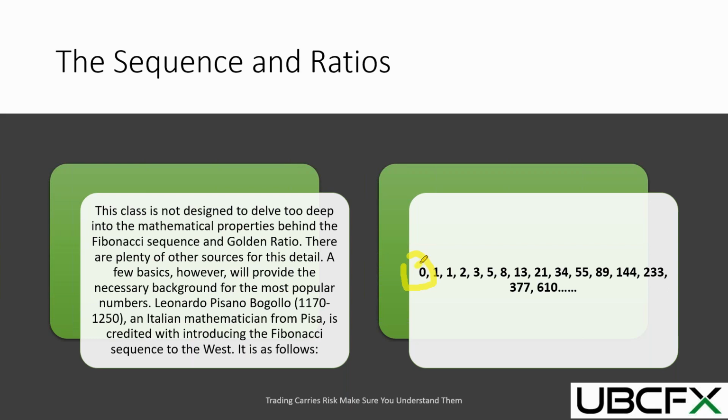You add the 0 to a 1, and you add those 0 and the 1 together, and what do you get? You get a 1. You then add the 1 to the previous one, and you get a 2. You add the 2 to the previous number, which was the 1, and you get a 3. You add the 3 to the previous number, which was the 2, and you get a 5. You add the 5 to the previous number, and you get an 8. You add the 8 to the previous number, which was the 5, and you get 13. This is the Fibonacci sequence, and it goes on for eternity.